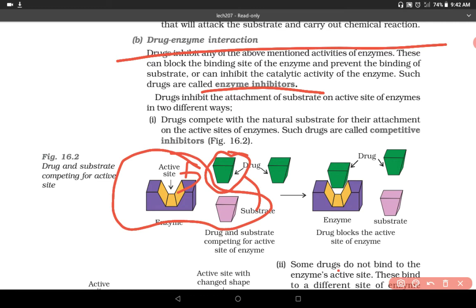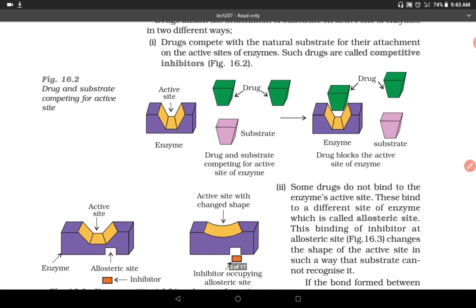Such drugs are called enzyme inhibitors. These drugs inhibit the binding of substrate and stop the catalytic activity of the enzyme. Then it is called an enzyme inhibitor. A drug inhibits the attachment of substrate on the active site in two ways. Actually, it takes place in two ways. What are the two ways? Well done.